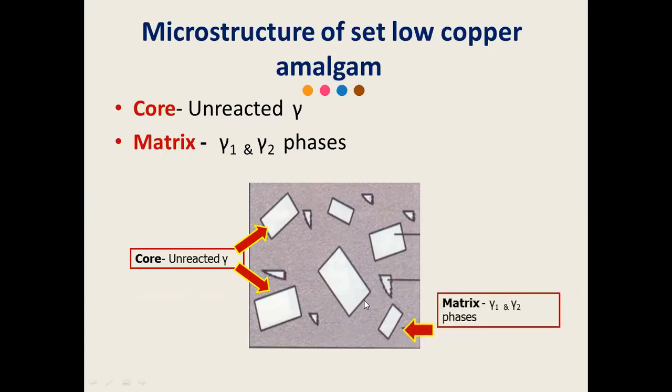Gamma 1 is continuous, and you can see this little grayish color, irregular shaped particles. They are the gamma 2 phases. So this is the microstructure of set low copper amalgam. There are various pictures I have seen, but I think this was the simplest picture to understand, which is taken from the book Manapalli.